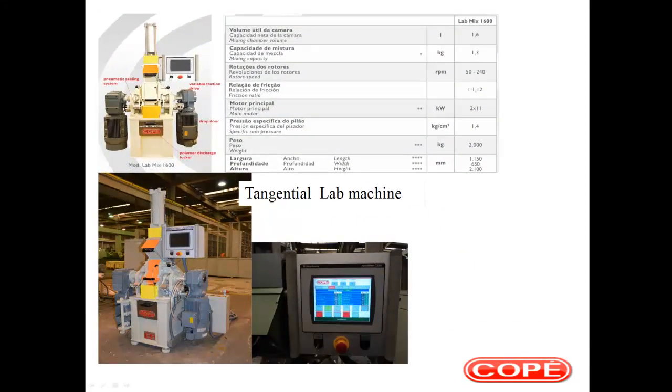This picture is of the lab machines for tangential mixers. The capacity is 1.6 liters, and we have a variable speed from 15 to 240 RPM. And these machines are very useful to reproduce the laboratory trials. Then we use these results for normal production.